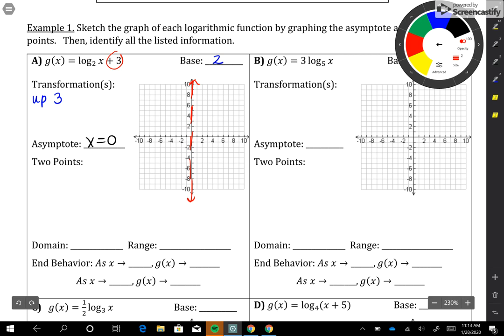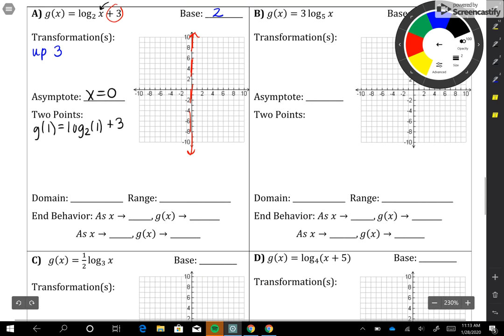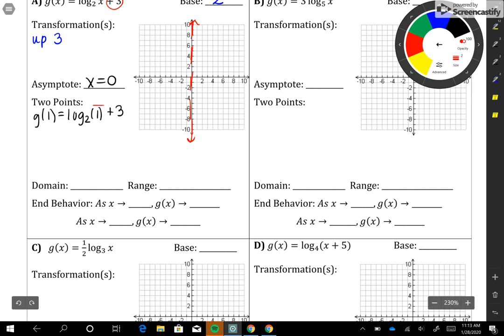Now, I just need for these graphs a minimum of 2 points. The first point that would be the easiest to find would be just plugging in the value of 1 into our function here, because remember that any base to the power of 0 gives us 1. So I plug 1 in, I'm going to get log base 2 of 1, and then I will add 3. And so what I was saying here is this is 0. So that's just 0 plus 3, which will give me the point (1, 3).